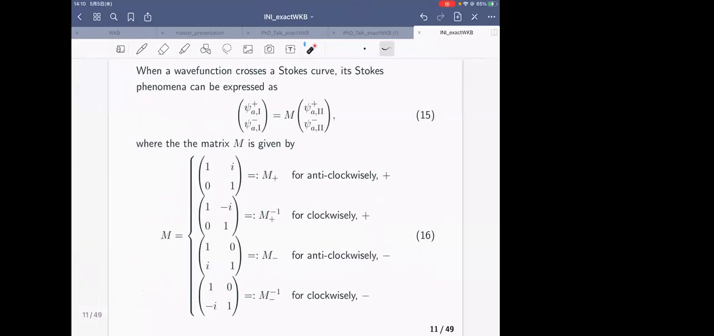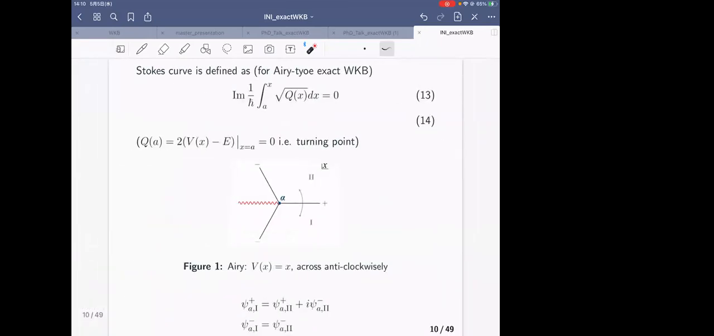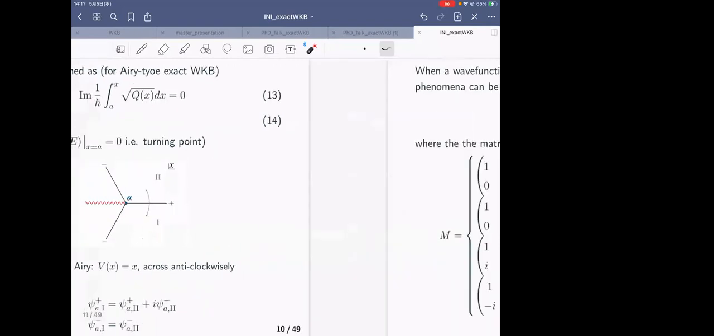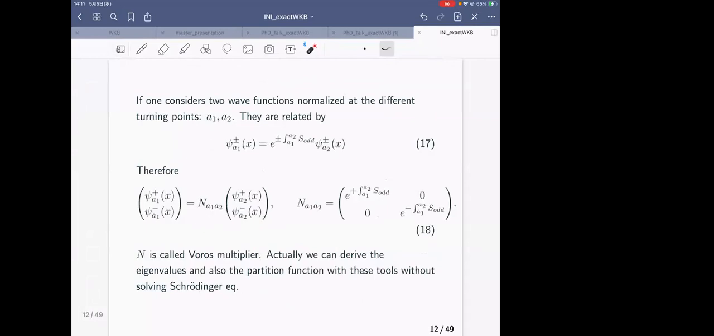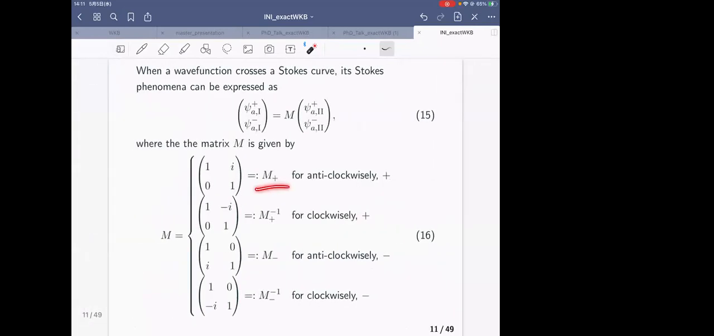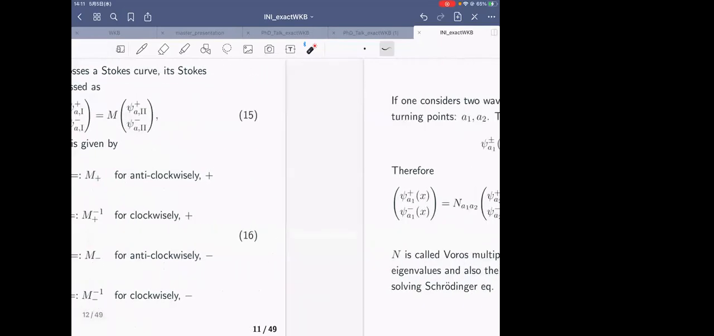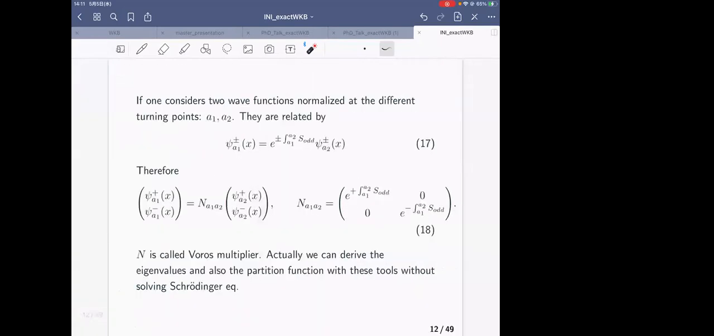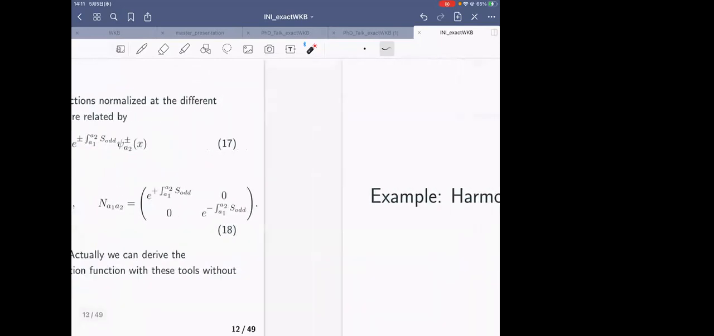So this matrix is defined for one turning point. If there is another turning point, we have to multiply this matrix first, and after that, multiply this modeling matrix. And yeah, this factor is called the Boltzmann barrier. This is a key quantity of the lateral calculation.